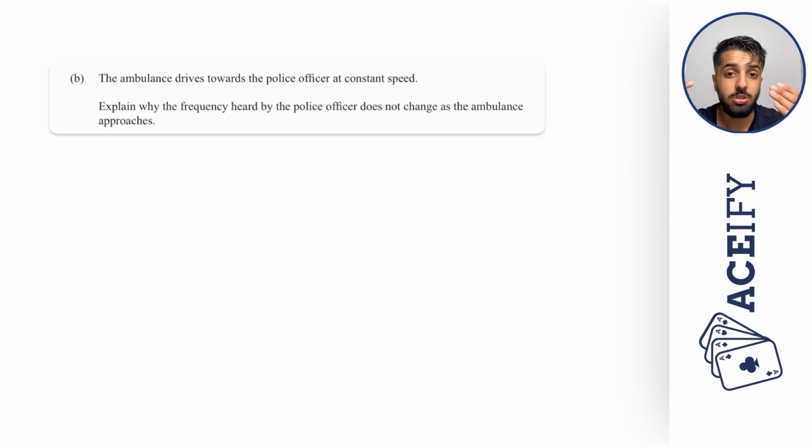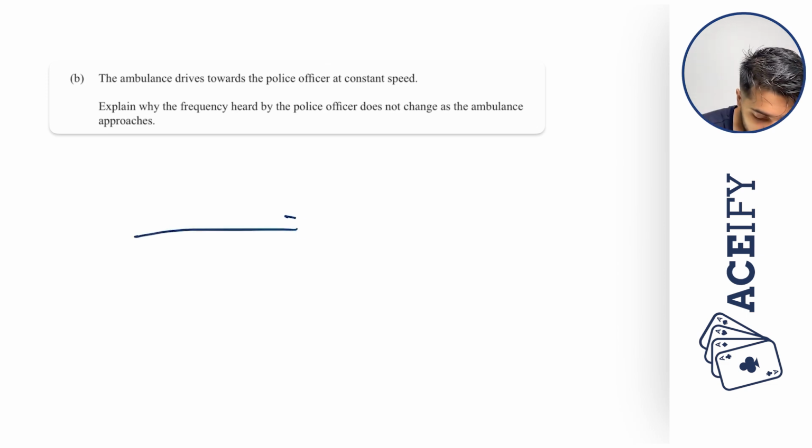The ambulance driver drives towards the police officer at a constant speed. Explain why the frequency heard by the police officer does not change as the ambulance approaches. This question trips a lot of people up because they go, well, if the ambulance is approaching, then surely there should be a change in frequency, right? Because of the Doppler effect. Now, this is true.